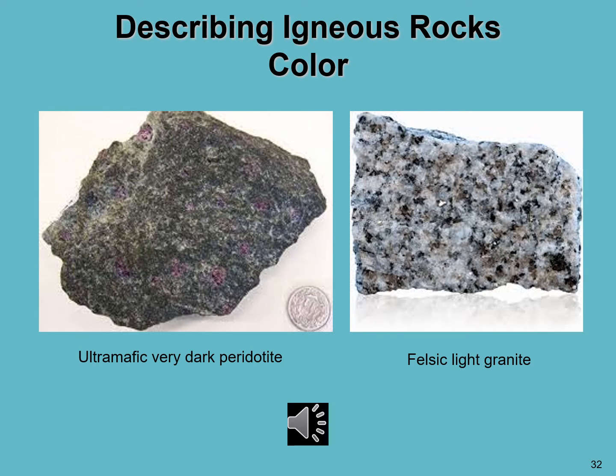How do we describe igneous rocks? Color generally reflects a rock's composition, but color is influenced by grain size and by the trace amounts of impurities. In general, a rock's color grades from very dark ultramafic rocks to very light felsic rocks.